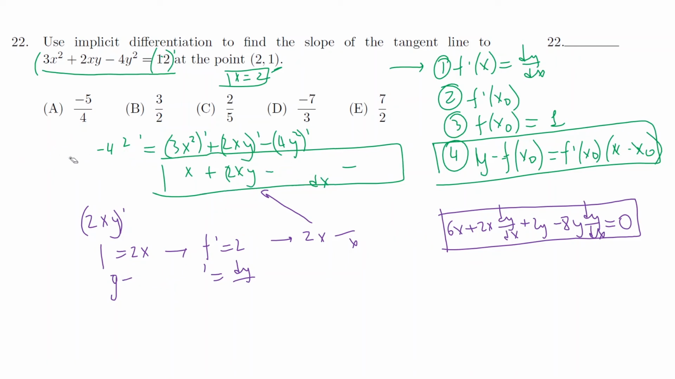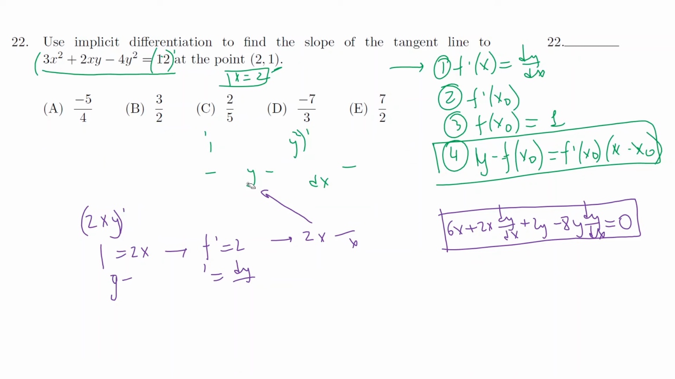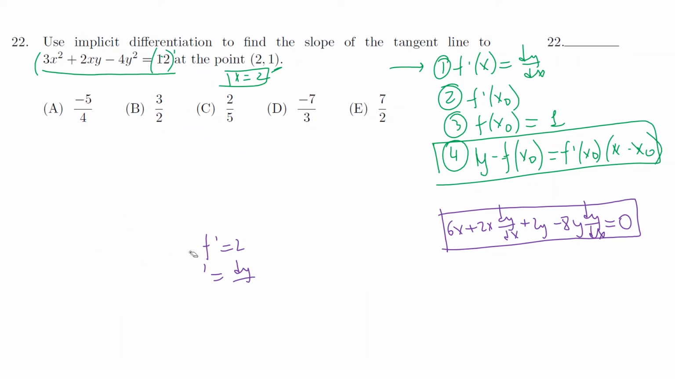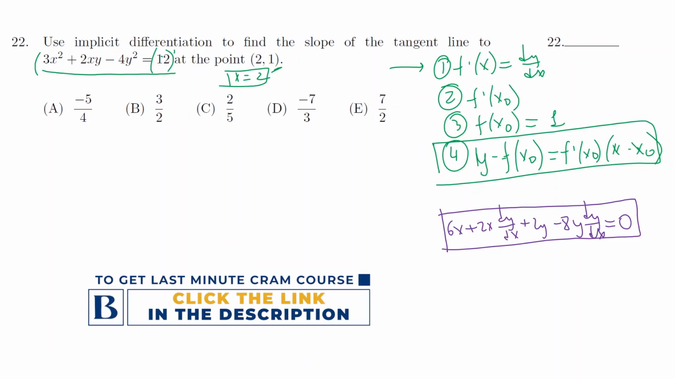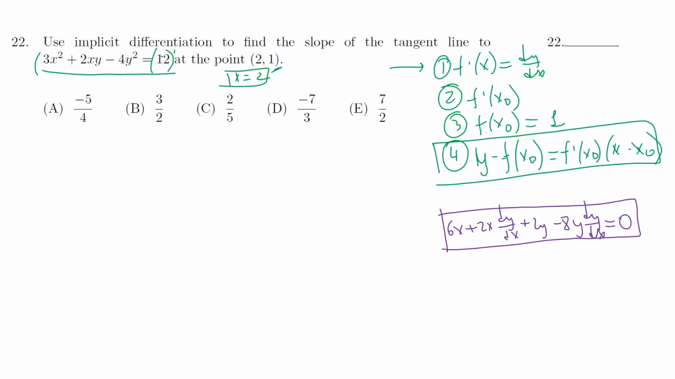So we did the implicit differentiation part. Now we have to do the linearization part, the line. If this is a little bit too complicated, again, please consider getting the crash course. It has lots of these problems, covered in way more detail. We did pretty much the first step. The second step is to find f prime of x0.